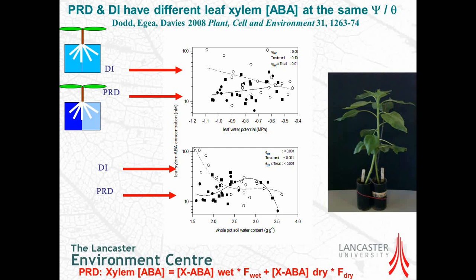So here I plotted the xylem ABA concentration in the leaves as a function of either the leaf water potential on the top or the soil water content. And you can see that the two different irrigation techniques, deficit irrigation and partial root zone drying, show different responses. What I particularly draw your attention to is this response to partial root zone drying. As the soil starts to dry, you get a stimulation of ABA, as the theory would predict. But later, if you continue to dry this part of the root system, the ABA concentration actually decreases.